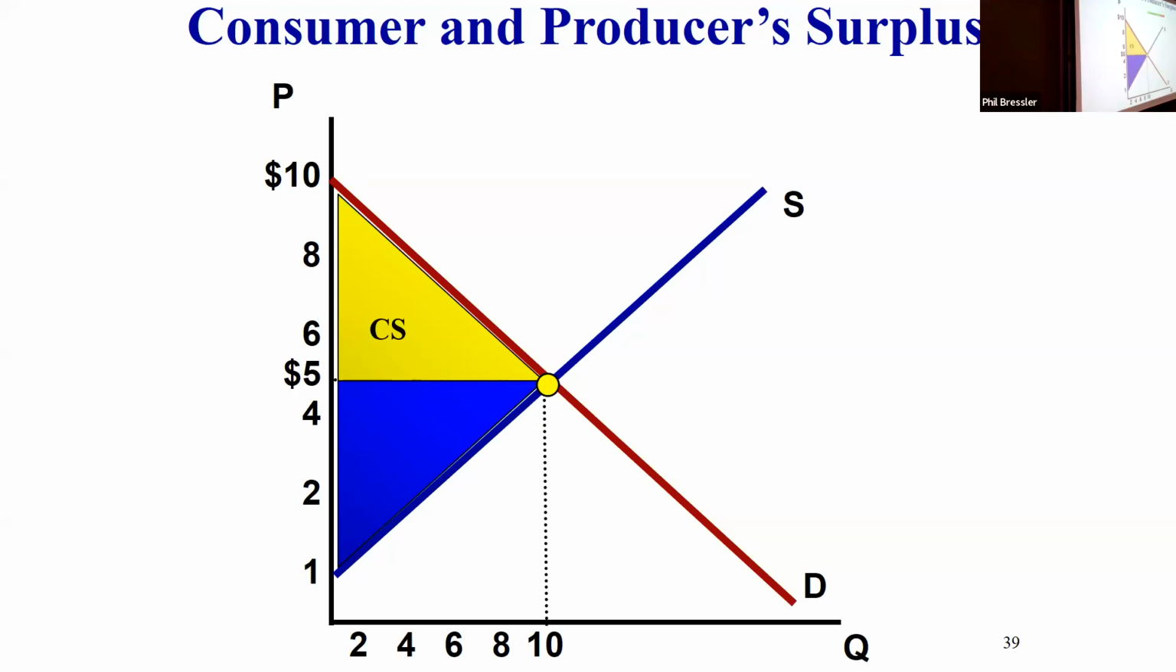We talked about it a little in class yesterday, right? Consumer surplus is your benefit, what I'm willing to spend minus what I actually spend. So consumer surplus: willing to spend 10, I spend 5. Willing to spend 8, I spend 5. Producer surplus is what I'm willing to sell it for versus what I actually sold it for: willing to sell it for 1, sold it for 5. Willing to sell it for 2. Okay?